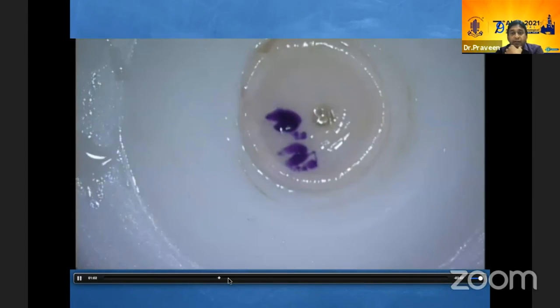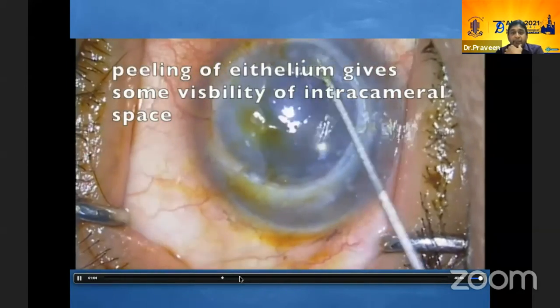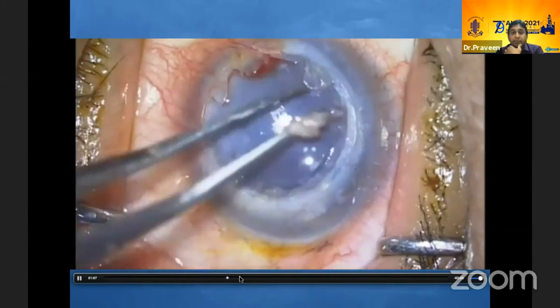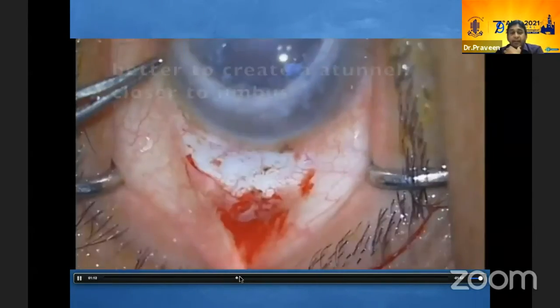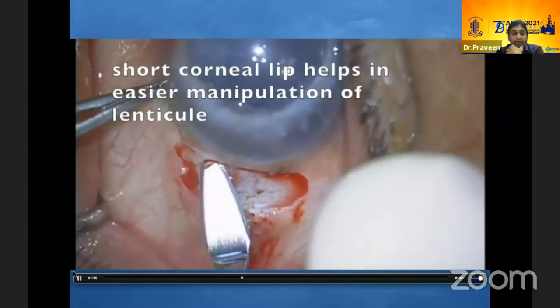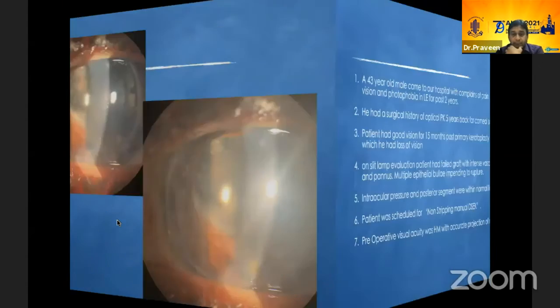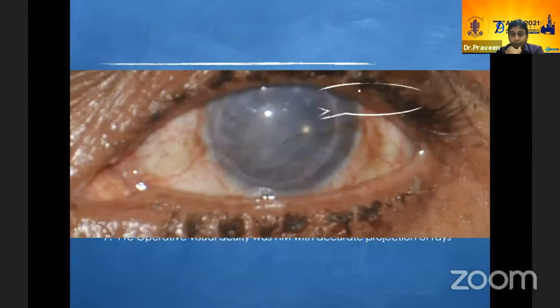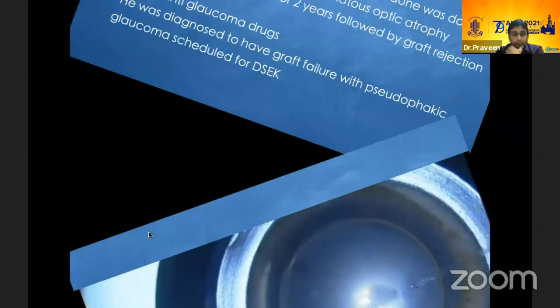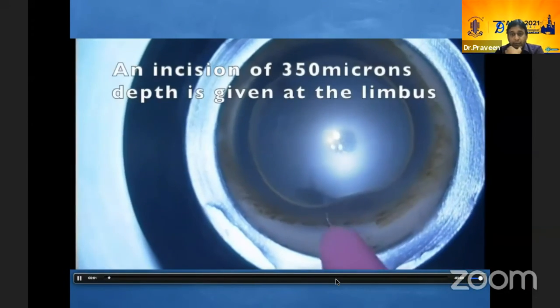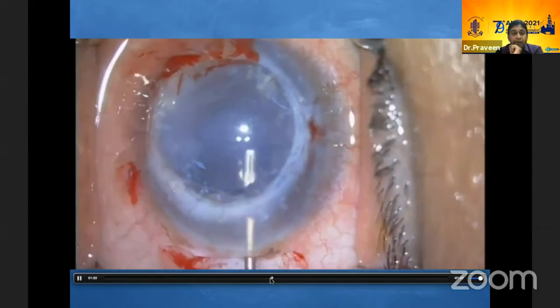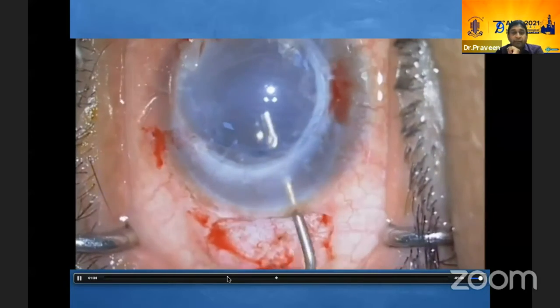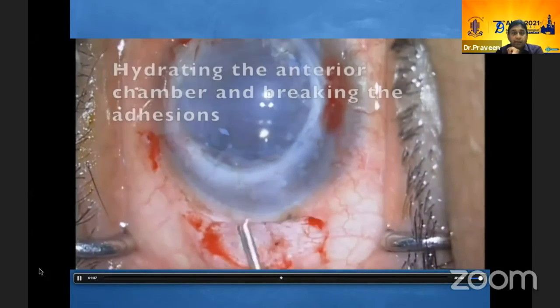You need to be careful while removing. Now, as you can see here, the visibility is poor. You have to peel off the epithelium as much as possible to have some amount of vision into the intracameral space. And for the tunnel, the important trick is you need to have a small tunnel, and you have to just break the adhesions with the help of saline.